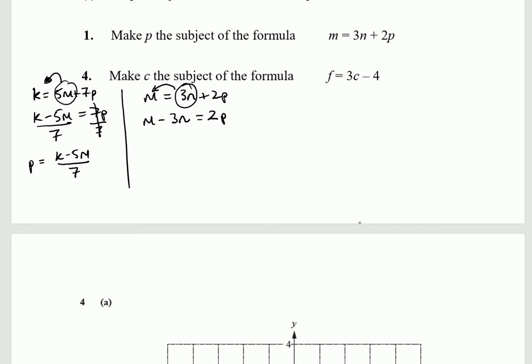Just like solving an equation, I would now want to get rid of that 2 by dividing. So I've got to do it on this side as well. P equals m minus 3n over 2.